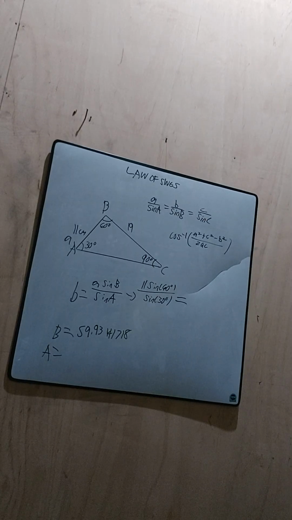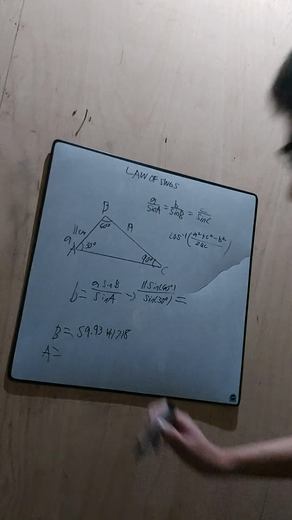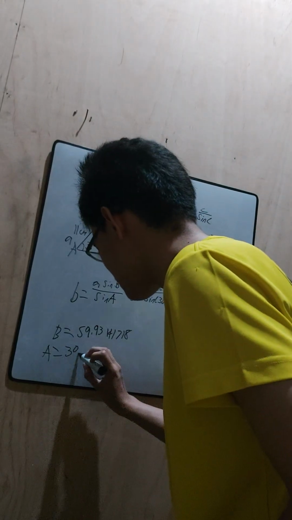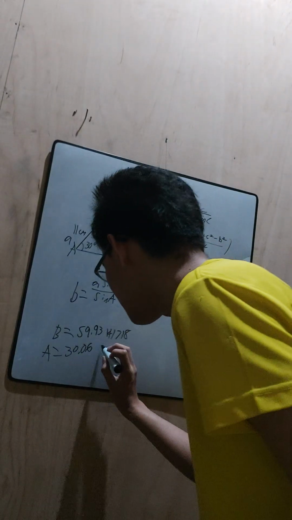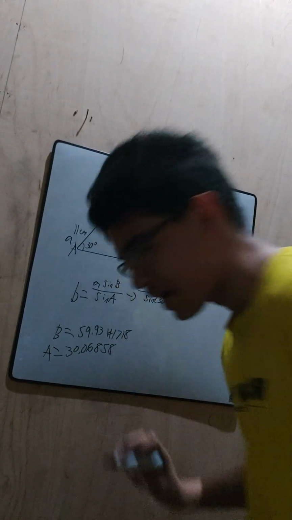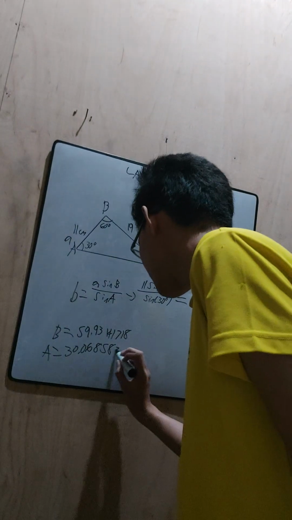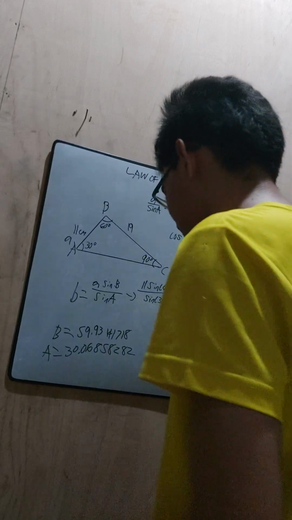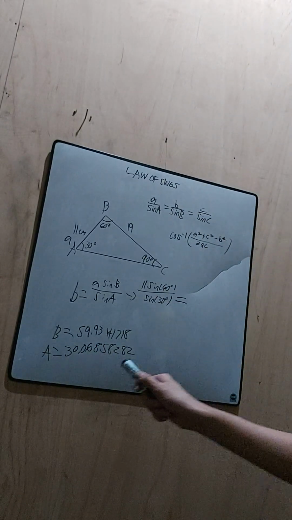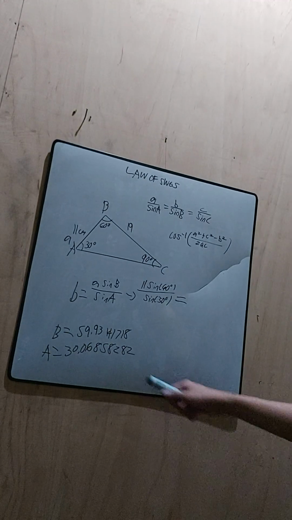Now as for 30 degrees, I already know this. So that's 30.06858282. I stored the answers in the scientific calculator, that's why. So I stored the calculations. Now these are the actual approximates without rounding it up. So now we have that.